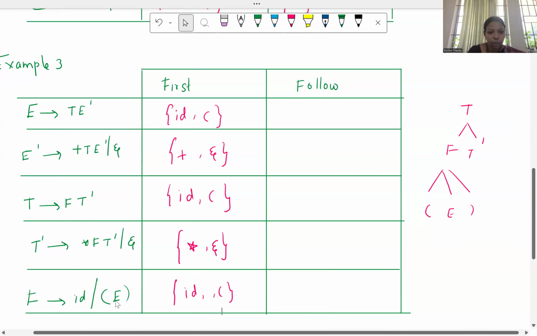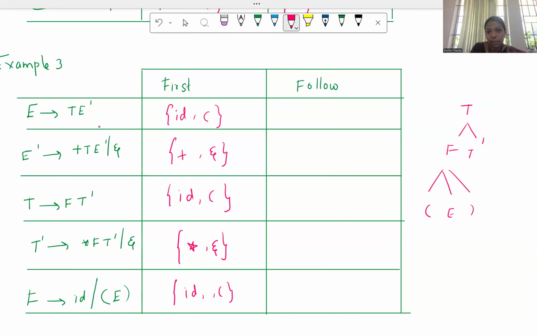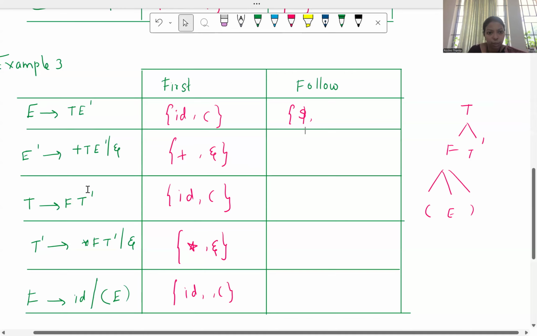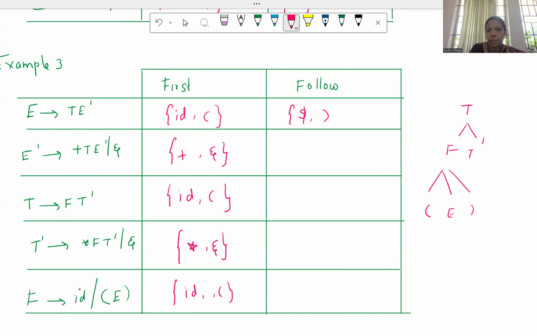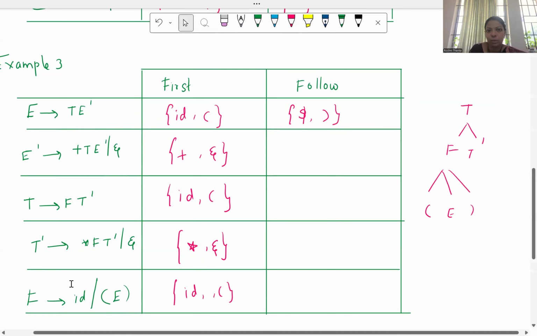So you have to see all the right hand sides. By default, I already told, for the start symbol the follow by default will have dollar. Further, you have to check. See all the productions where E is there. So here E is there. Who is followed by E? Close parenthesis. It's a terminal, so no need to check anything. Directly you can write it. Nowhere else in any of the productions do we have E on the right side, so that's it. So I closed it. Now let us go to the next.